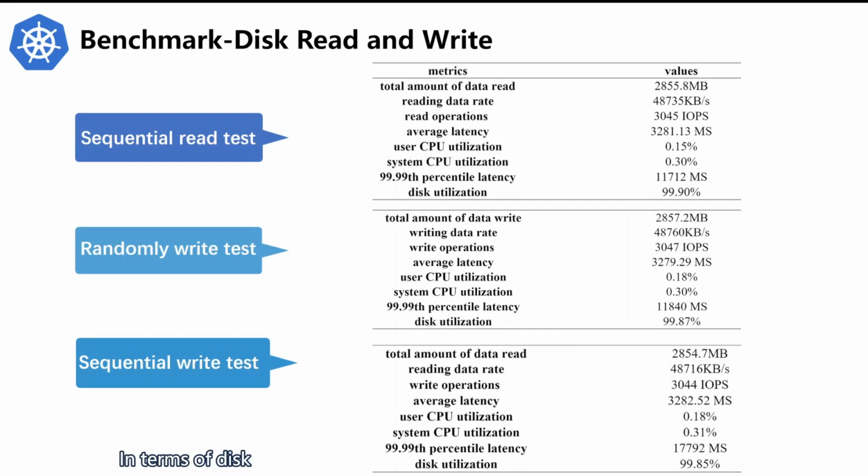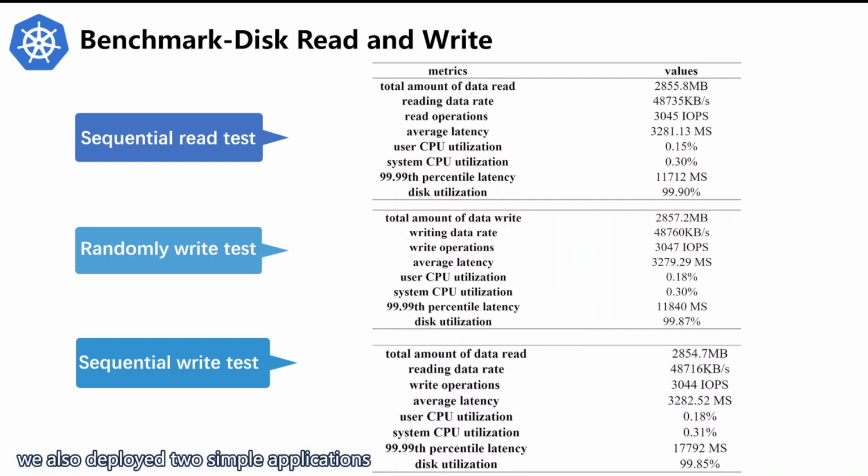In terms of disk, we used FIO to simulate different types of I/O loads. Based on the results, the read and write data rate and IOPS of the disk are at a good level, suitable for handling large files and small-scale random I/O operations. However, the average latency is relatively high, which may have an impact on performance.